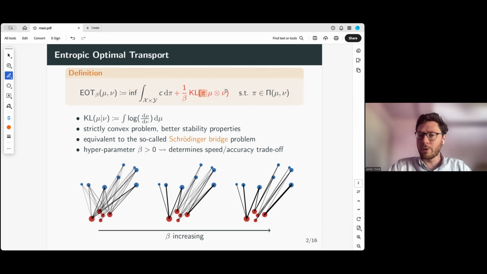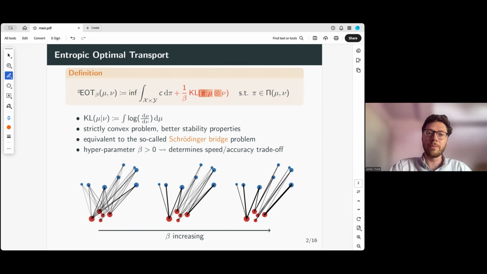And here the reference measure which I've taken is the product measure mu times nu. This does not play an important role in this talk. I just choose this reference measure here so that the problem is well posed regardless whether pi has a density or not. But what you want is to penalize the entropy of the transport plan. And here, this penalization will make the problem strictly convex, which is not the case for the original optimal transport problem. And so you'll get better stability properties.